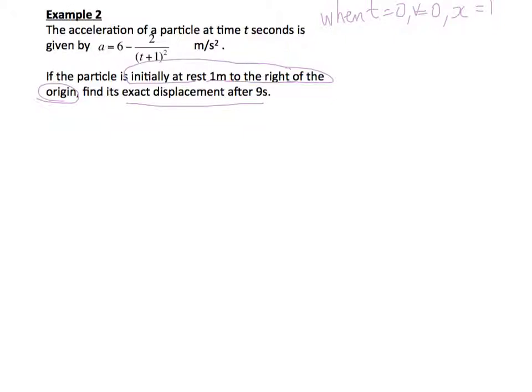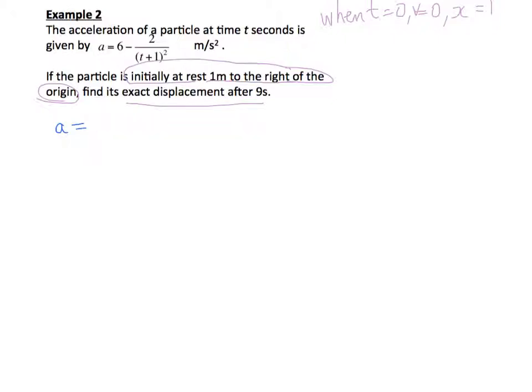How are we going to get velocity? Well, acceleration is the derivative of velocity with respect to t. So to get velocity from acceleration, we need to integrate. So we need to integrate this thing here. And it's going to be easier to integrate if we use what we know about index laws to change t plus 1 all squared to an easier form.